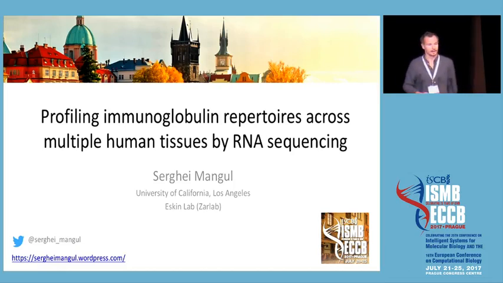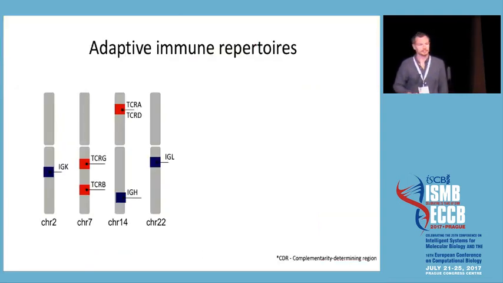It was a long flight, but I'm really excited to present our new method to profile immunoglobulins from regular RNA-Seq data. To get started, I want to give a naive view of the adaptive immune repertoires as a bioinformatician. The adaptive immune system is encoded by immunoglobulin and T-cell receptor loci present across several chromosomes.